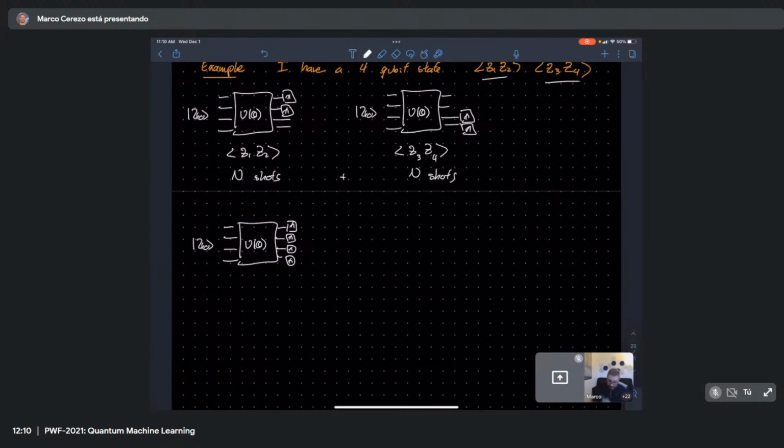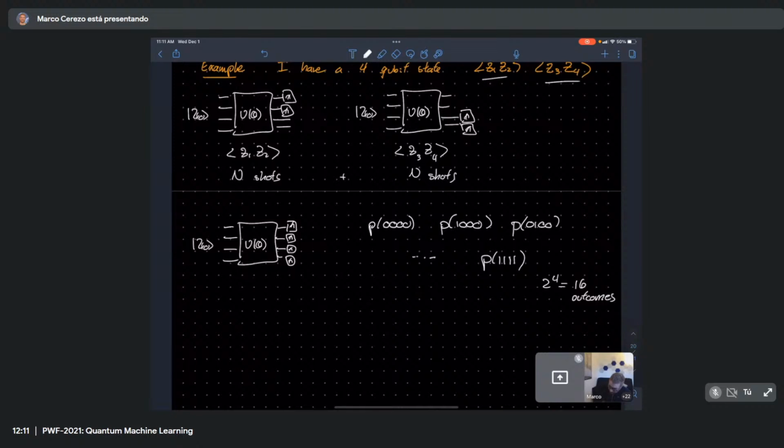All right. And how do we do this? So what are the outcomes that we get out of here? Again, everything that we get in a quantum computer are just bit strings. So everything that we can get here is the probability of 0,0,0,0, probability of 1,0,0,0, probability of 0,1,0,0, and all the way down to the probability of 1,1,1,1. How many probabilities do I have? I have 2 to the 4, which is 16 outcomes, right?